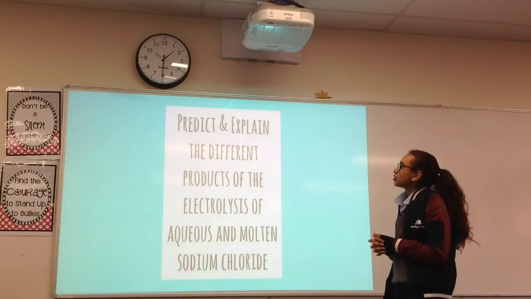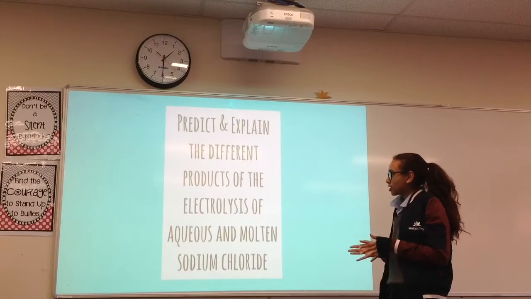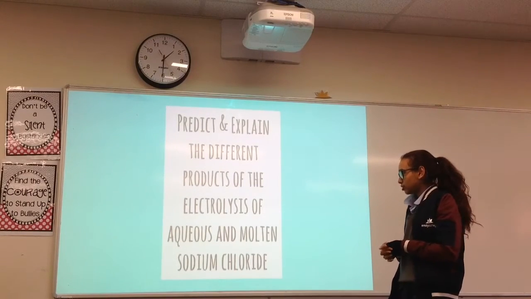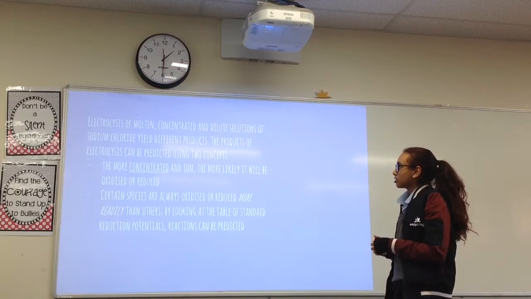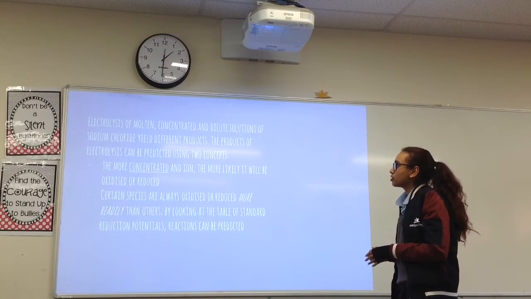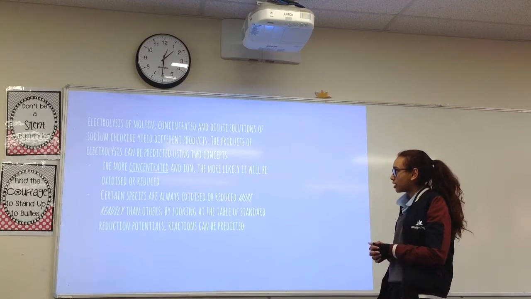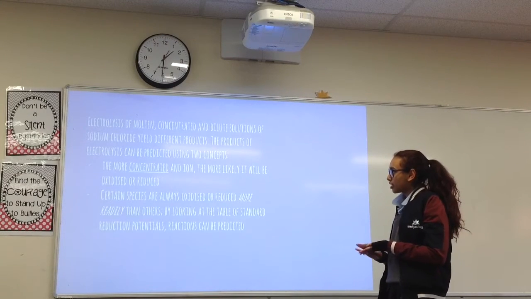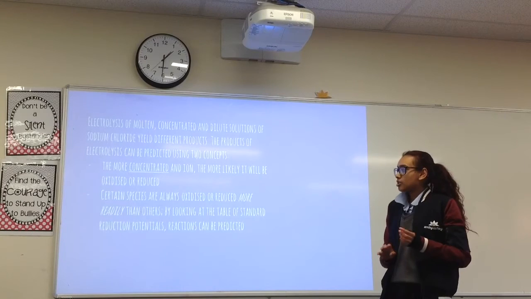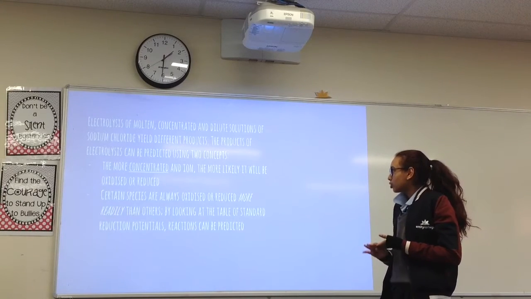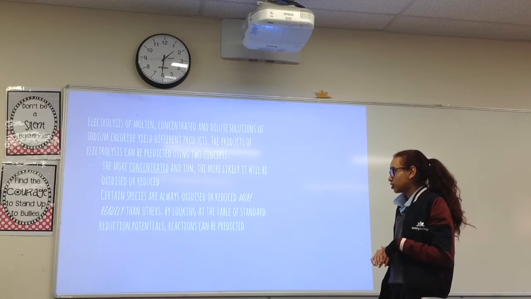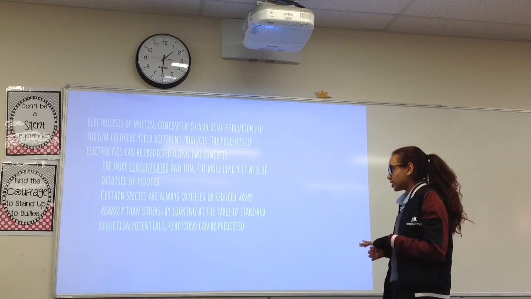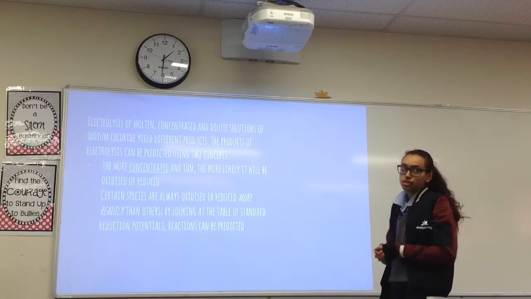This is the second practical dot point. Predict and explain the different products of the electrolysis of aqueous and molten sodium chloride. So electrolysis of molten, concentrated and dilute solutions of sodium chloride yield different products. The products of electrolysis can be predicted using two concepts. The more concentrated an ion, the more likely it will be oxidized or reduced, and certain species are always oxidized or reduced more readily than others. By looking at the table of standard reduction potentials, reactions can be predicted.